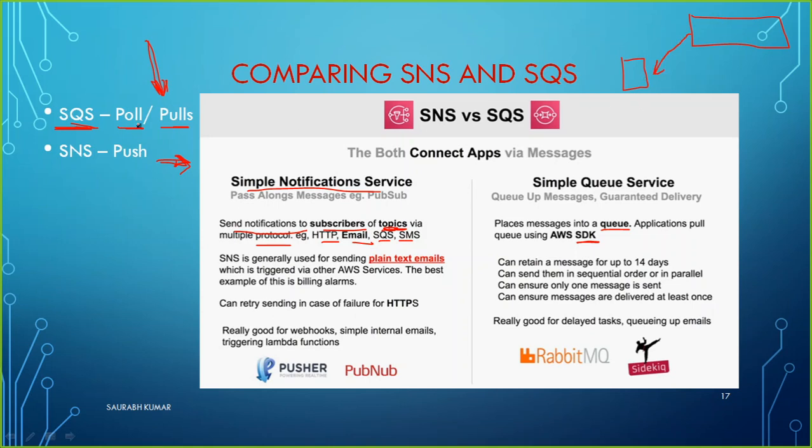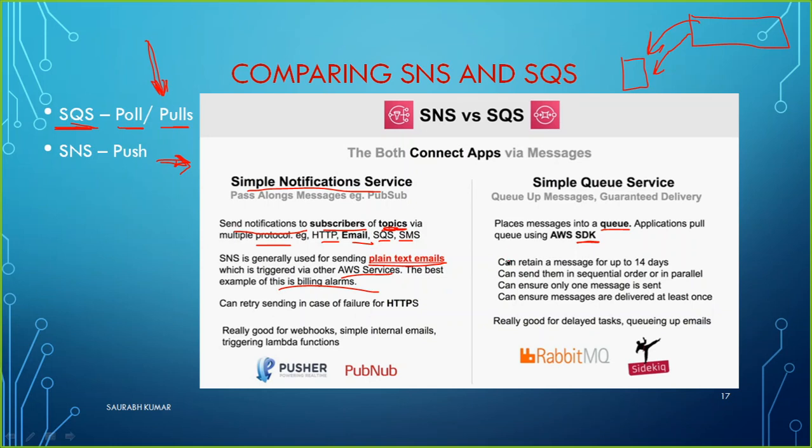But if I talk about SNS, it directly sends this message. It doesn't wait for you to ask me, then I will send you. No, not like that. SNS is generally used for sending plain text email, which is triggered via any other AWS service, and the best example of this is a billing alarm.